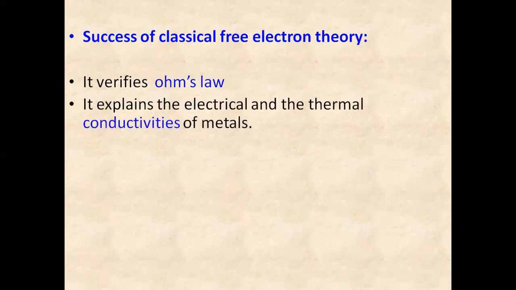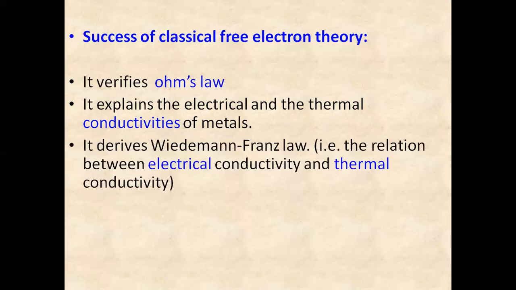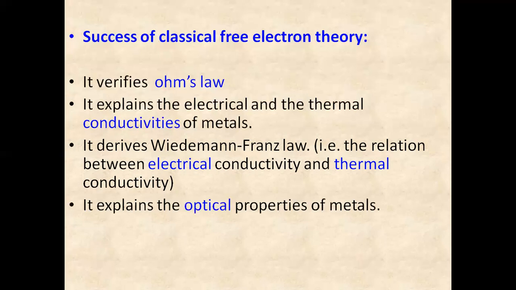It explains the electrical and thermal conductivities of metals. Classical free electron theory explains the electrical and thermal conductivities of metals. Next, it derives the Wiedemann-Franz law, the relation between electrical conductivity and thermal conductivity. This is called the Wiedemann-Franz ratio, that is K by sigma T, and K by sigma T is constant. It also explains the optical properties of metals.